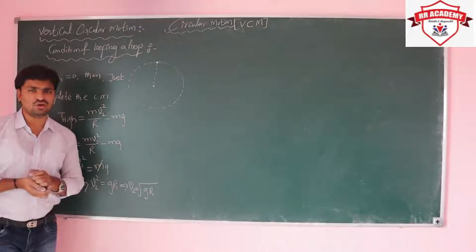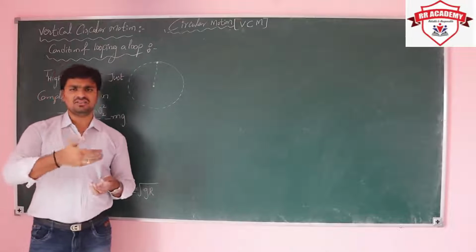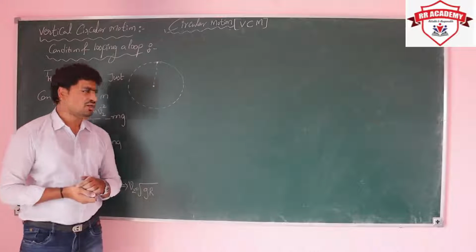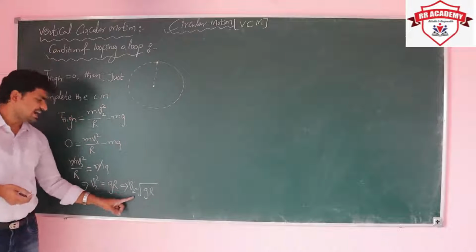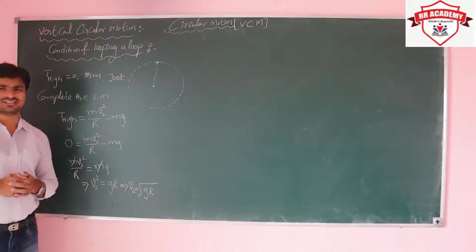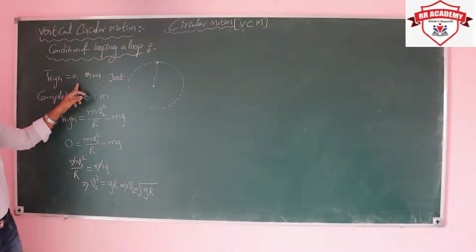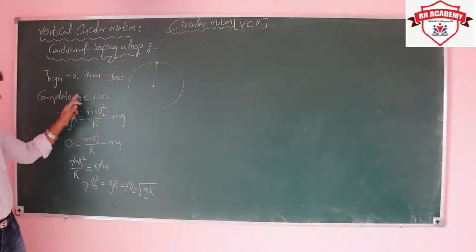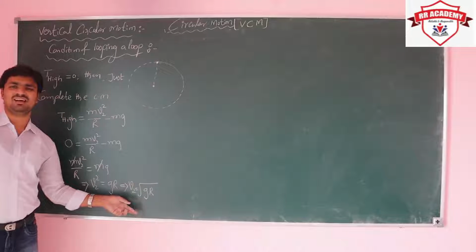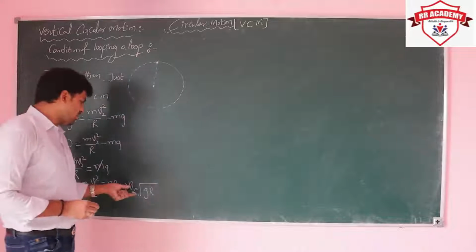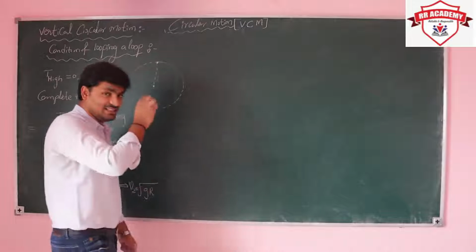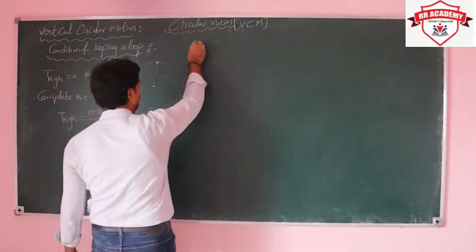Looping the loop means the particle is just able to complete the circular motion. In this condition, the velocity at the highest point is root gr and the tension at the highest point is 0. Then the particle just completes the circular motion. This velocity we may also call the critical velocity. Now try to get the velocity at the lowest point in this condition. What is the velocity at the lowest point?